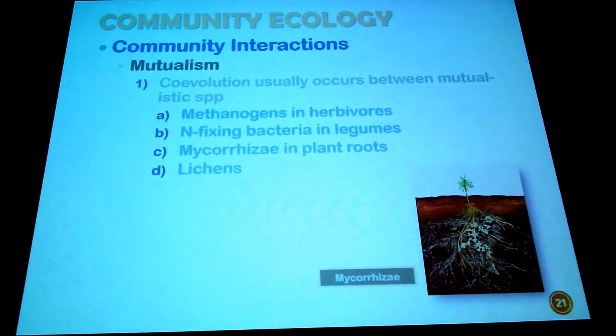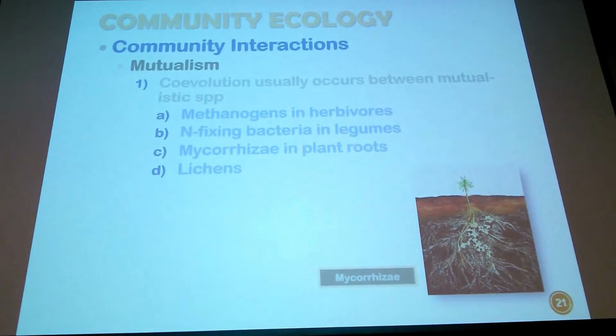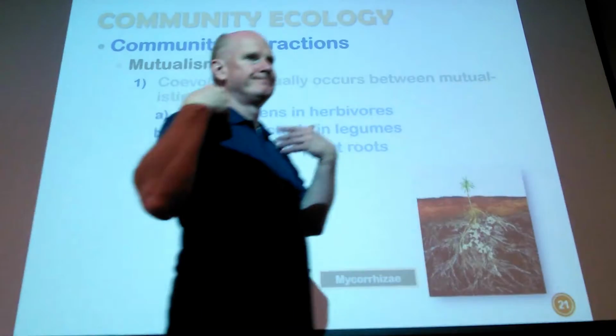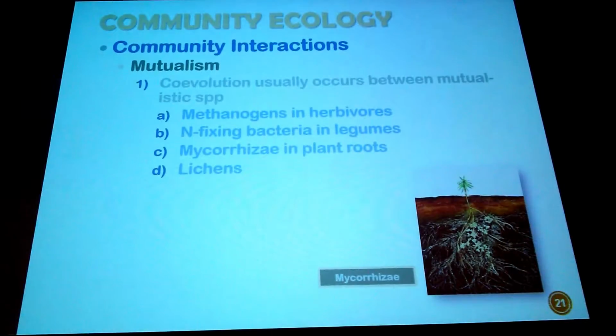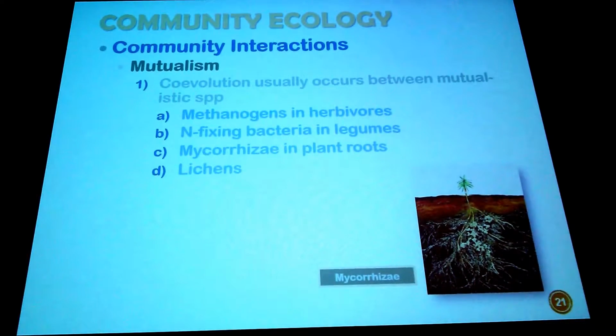Coevolution usually occurs between mutualistic species. Methanogens and herbivores: we have those living in us because we eat plant material. What they do is help us break down some hard-to-digest plant material, maybe not completely, but to some degree.